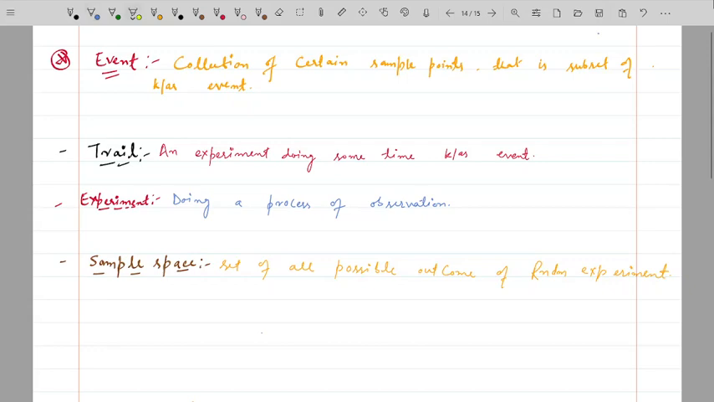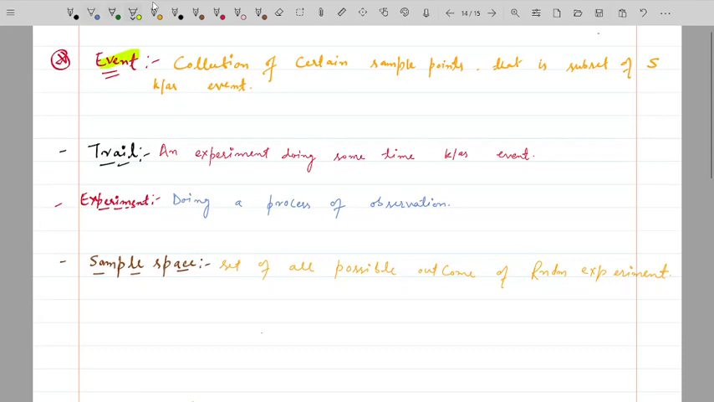What is an event? An event is nothing but a collection of certain sample points that are a subset of the sample space. Here this S is the sample space, and a collection of certain sample points that is a subset of the sample space is called an event, meaning a collection of sample points.